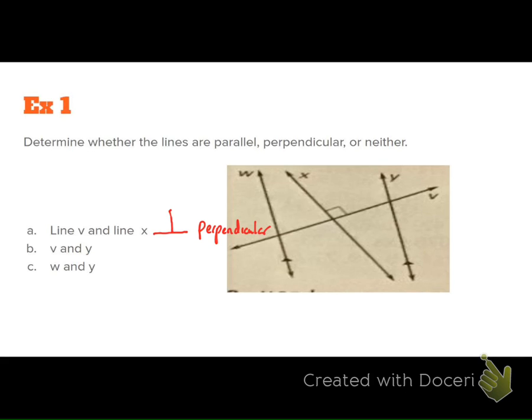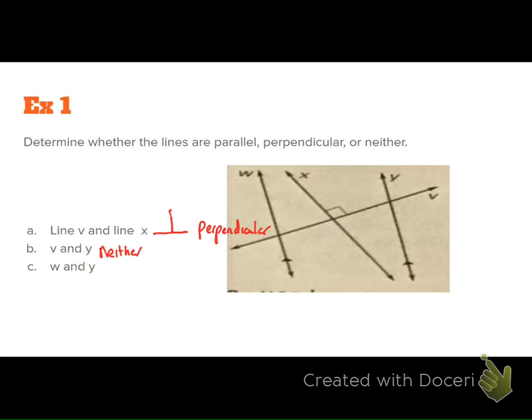Okay, after that, we have V and Y. We're moving over to Natalie. So V and Y, are they parallel, perpendicular, or neither? They're going to be neither. So you see that they're not parallel because they intersect, but there's no sign here to tell you how they intersect. So when they intersect, you don't see that they are right angles. So therefore, we know it's going to be neither.